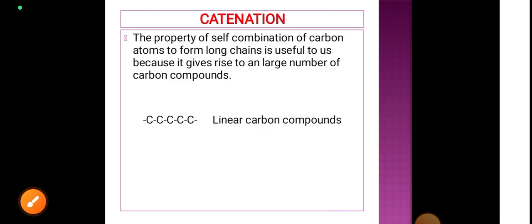So now the most important property of carbon is catenation. Catenation is a property of self combination of carbon atoms to form long chains, and it is useful to us because it gives rise to a large number of carbon compounds. I will discuss catenation in the next video.